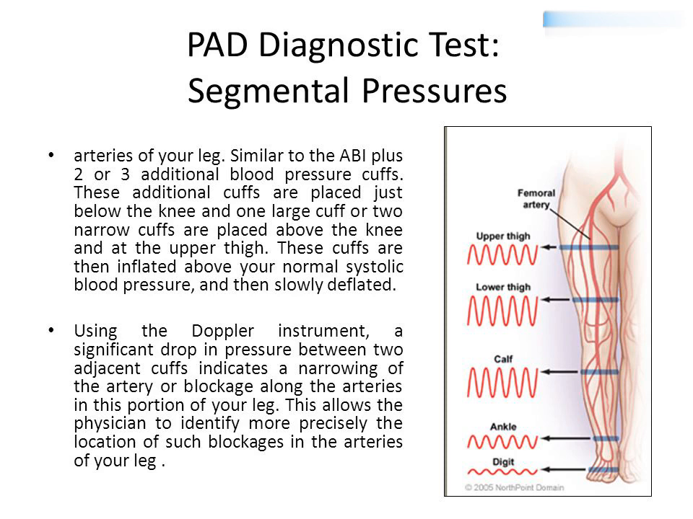PAD diagnostic test, segmental pressures. Arteries of your leg. Similar to the ABI plus 2 or 3 additional blood pressure cuffs. These additional cuffs are placed just below the knee, and 1 large cuff or 2 narrow cuffs are placed above the knee and at the upper thigh. These cuffs are then inflated above your normal systolic blood pressure, and then slowly deflated. Using the Doppler instrument, a significant drop in pressure between 2 adjacent cuffs indicates a narrowing of the artery or blockage along the arteries in this portion of your leg. This allows the physician to identify more precisely the location of such blockages in the arteries of your leg.